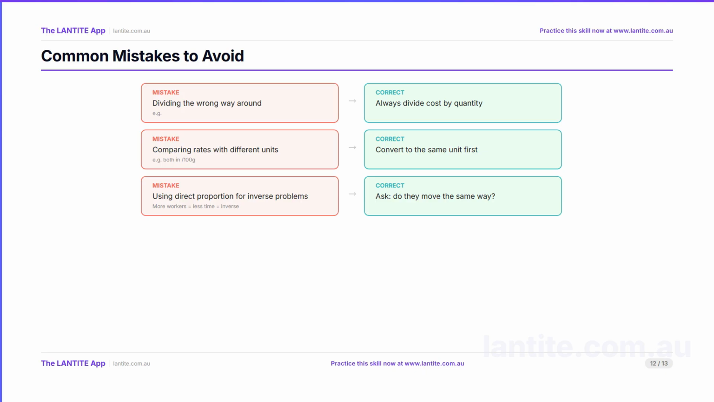Before we wrap up, here are the most common mistakes on rate questions. First, dividing the wrong way around. For example, dividing kilograms by dollars instead of dollars by kilogram. Always think about what you want per one of. Second, comparing rates with different units, like dollars per kilogram versus dollars per 100 grams. Make sure both rates use the same unit before comparing. Third, using direct proportion when the situation is actually inverse proportion. Ask yourself, if one quantity goes up, does the other go up or down? If they move in opposite directions, it is inverse proportion.